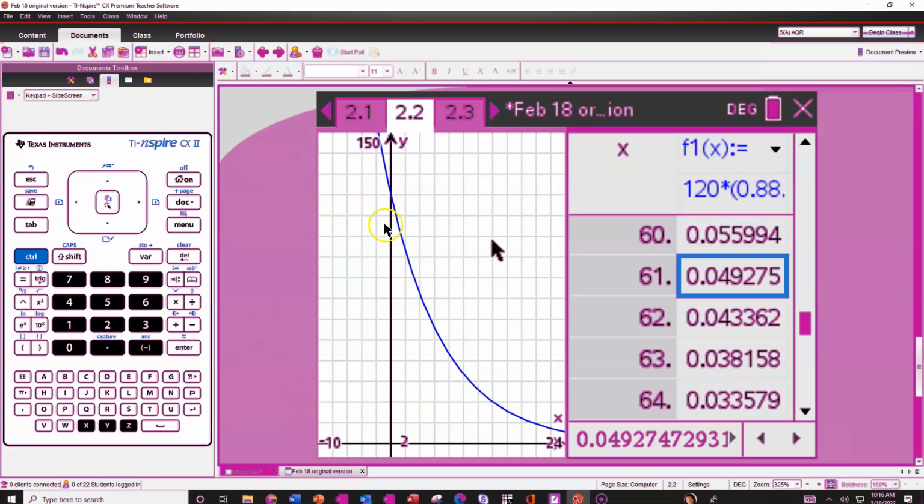Anyway, I hope that helped you understand how to evaluate exponential functions with the TI-Nspire.